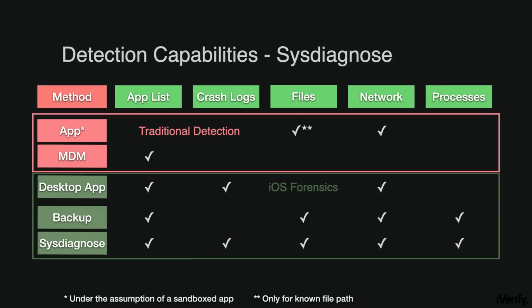So if we're summing this up, that means the very traditional detections, like using a mobile security application or an MDM, these two tools alone are not sufficient in order to detect new samples of commercial spyware, but they are great to check for some of the old samples where IOCs are available. But if you want to find something new, you need to use some iOS forensics via a desktop app, a backup, a sysdiagnose. And the more data you can get, the better it is.